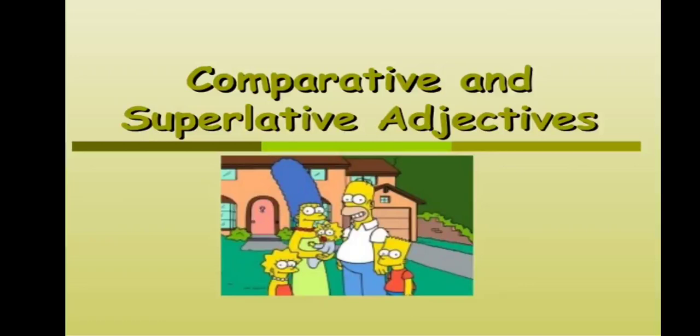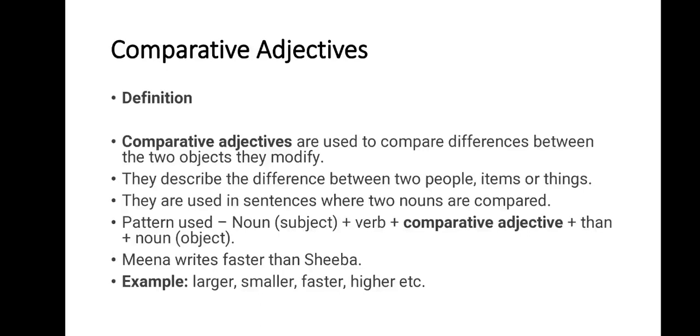Now, when we study adjectives, there are basically two kinds of adjectives. One is comparative and the other one is superlative adjectives. So, let's see what are comparative and superlative adjectives.